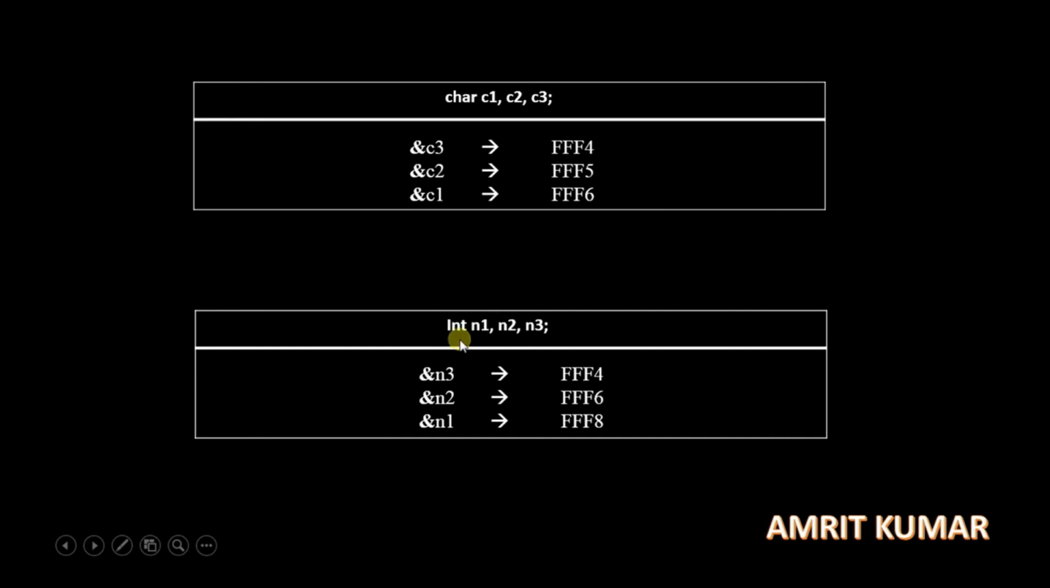Again you are seeing here we are using the integer data type, and we have declared three variables n1, n2, and n3, separated by a comma separator. We have used the ampersand which holds the address of the variable, meaning it drops the address of the variable, whatever is in n3. Therefore the n3 address is ff4, which is given by the system, n2 is ff6, and n1 is ff8, also given by the system.